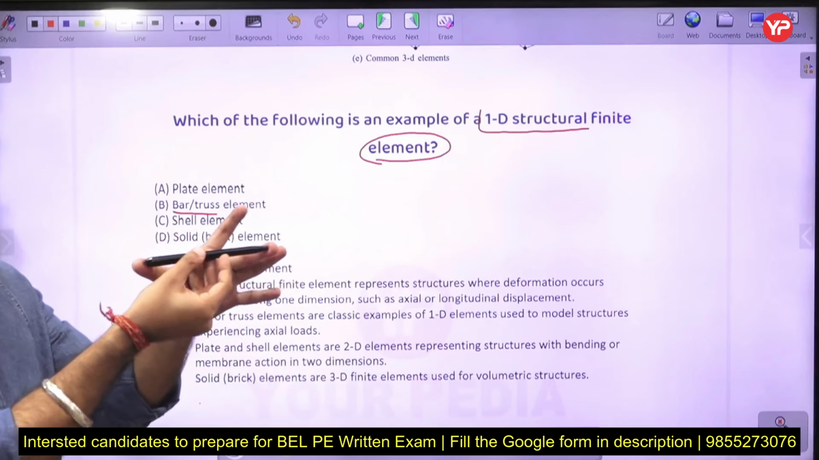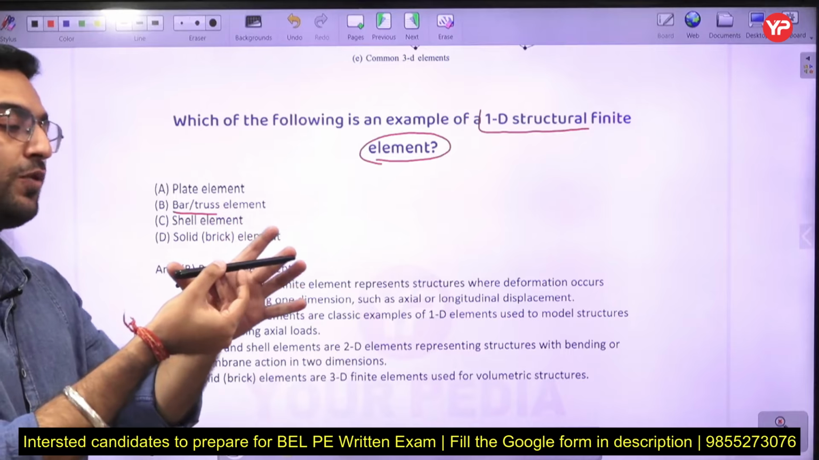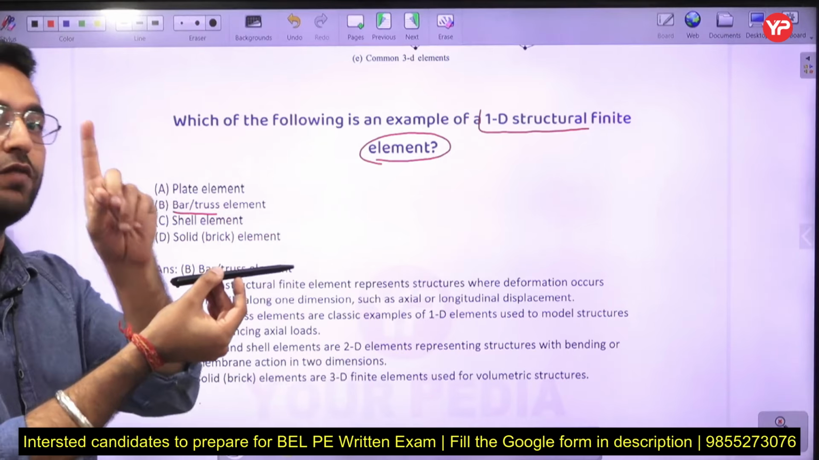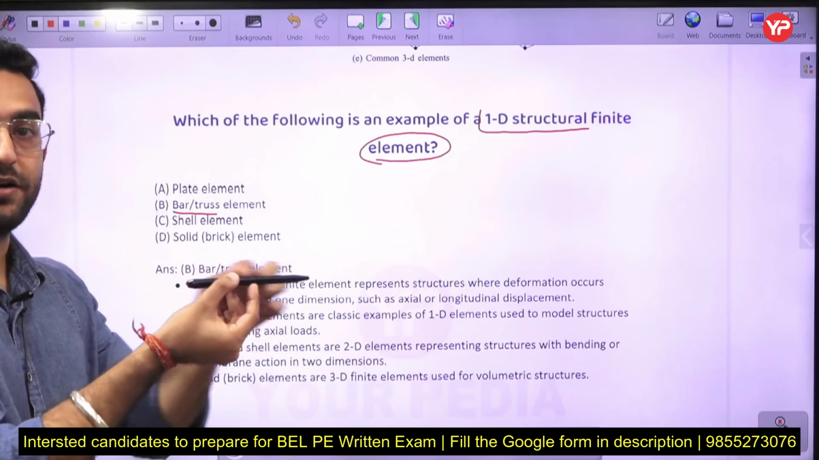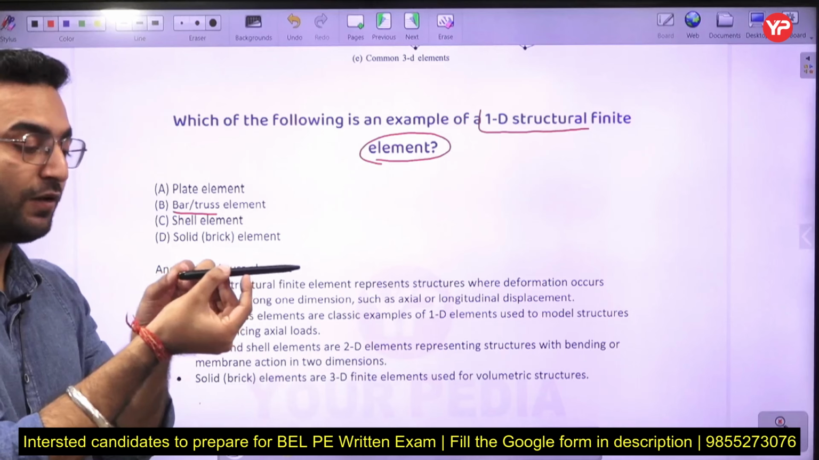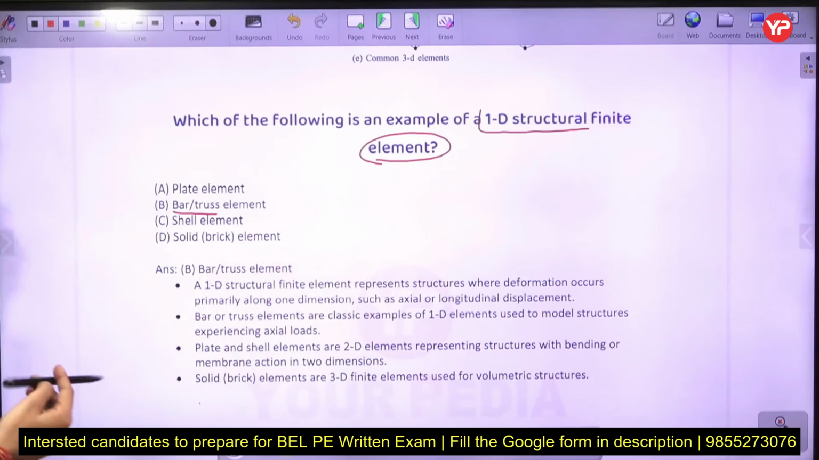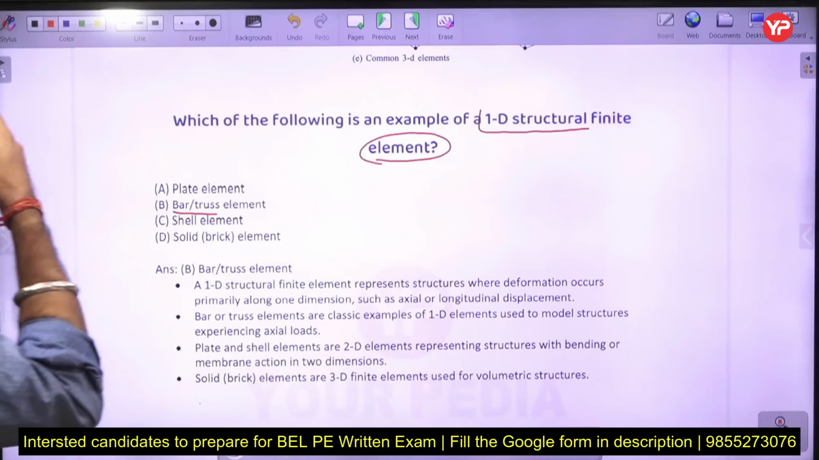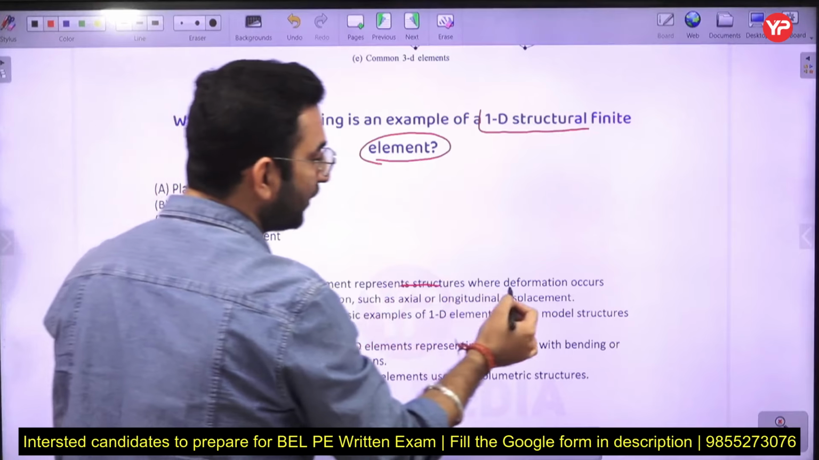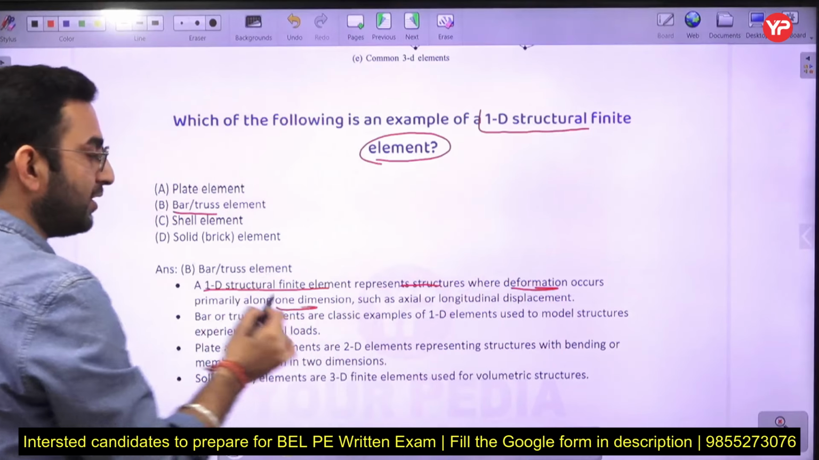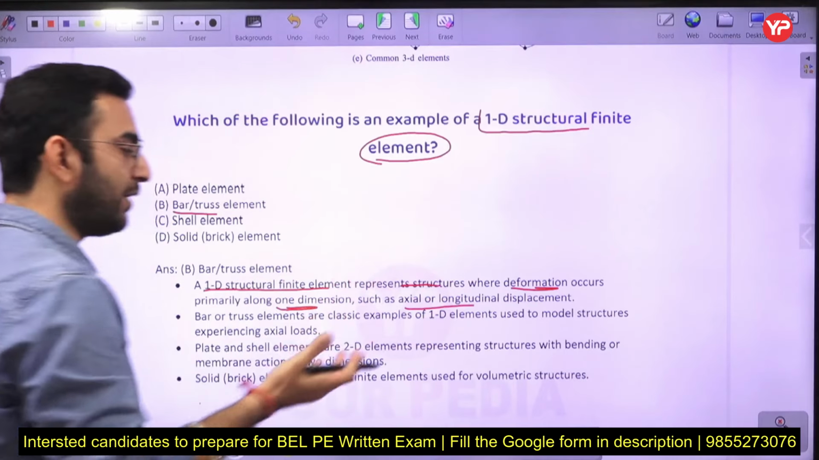Let us suppose you have a single bar. I can define two nodes, one at each end, and each node has only 1 degree of freedom, because this rod can translate only in the axial direction. So the nodes defined at each end may have displacement only in the axial direction. Remember that a 1D structural finite element represents those structures where the deformation occurs only along one dimension. It may have an axial or longitudinal displacement.